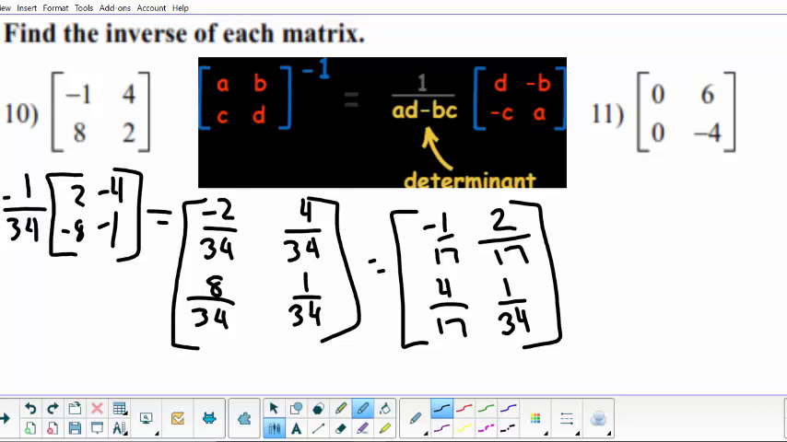Number 11, let's calculate the value of our determinant. That's 0 minus 0 equals 0. If the value of the determinant is 0, there is no inverse.